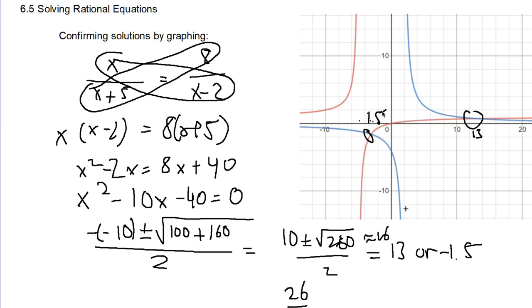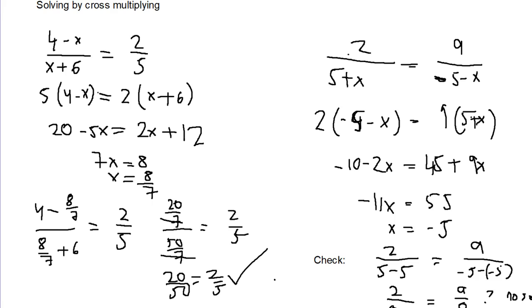Actually, no, that's not negative 1.5, it's negative 3. Negative 3, there you go. So 13 or negative 3. Or negative 6 over 2. There you go. Sorry for that mistake.